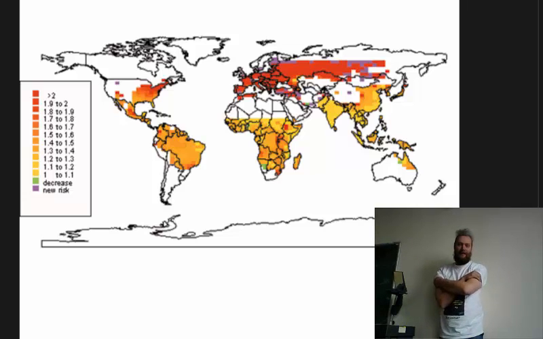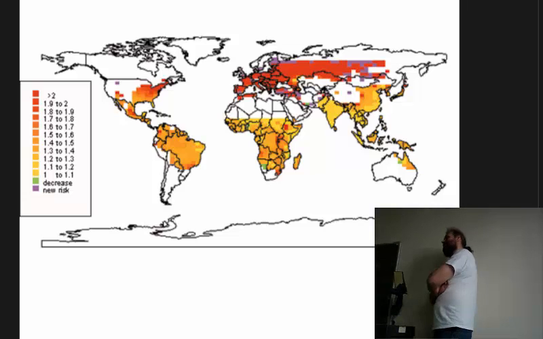And in the yellows, the risk of malaria increases by 50% or so, and then in the reds, it goes up to a doubling of the risk. And then the whites mean no change. If you look very, very carefully, then you also see some greens, and that's actually where the risk of malaria would decrease. Now, why is this?